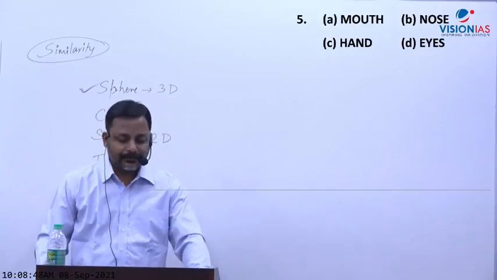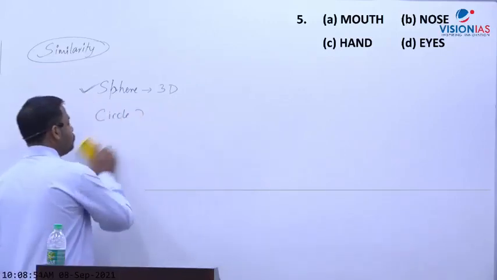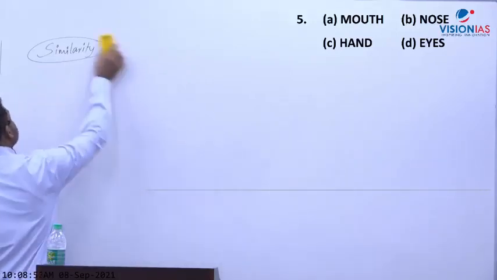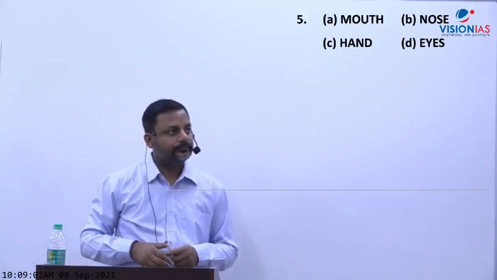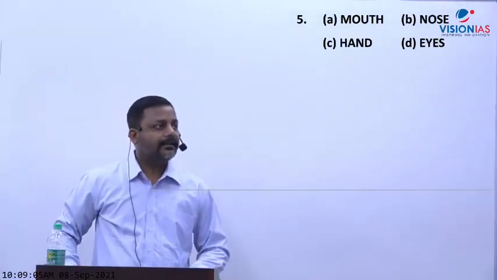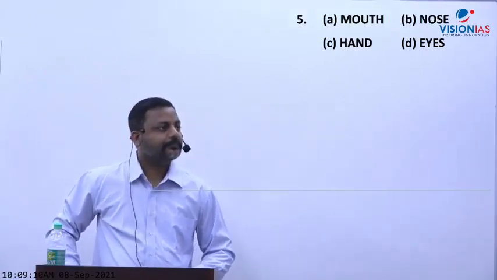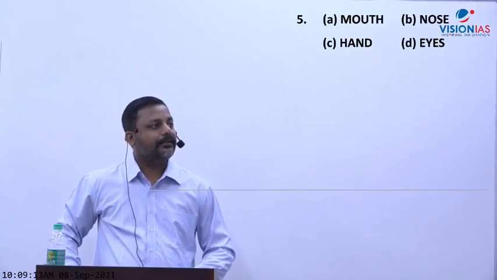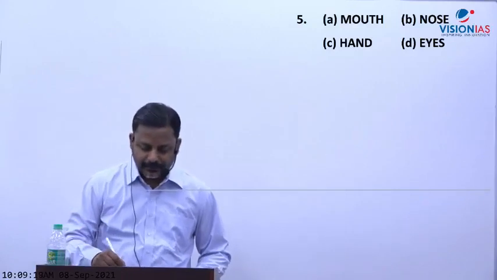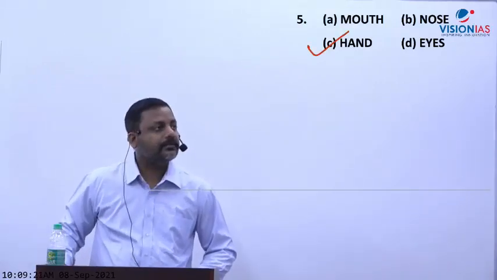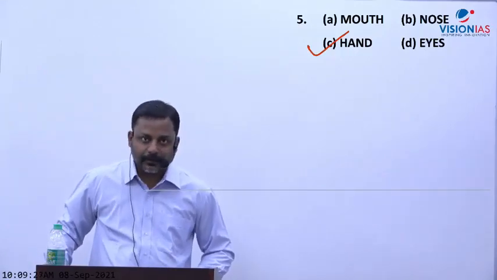Now come to question number 5. Mouth, nose, hand and eyes. And the reason being, yes, C is not a part of face, different from face. Very good. Rest of the options are part of a face, but hand is not a part of face. Good.